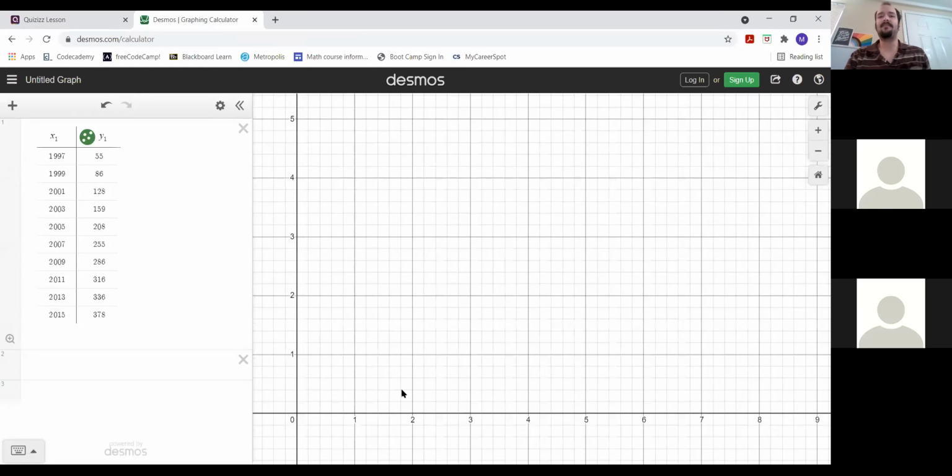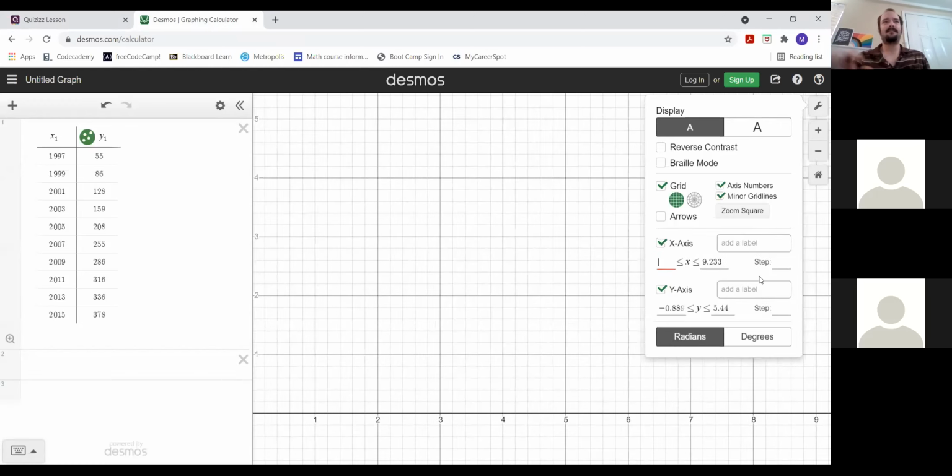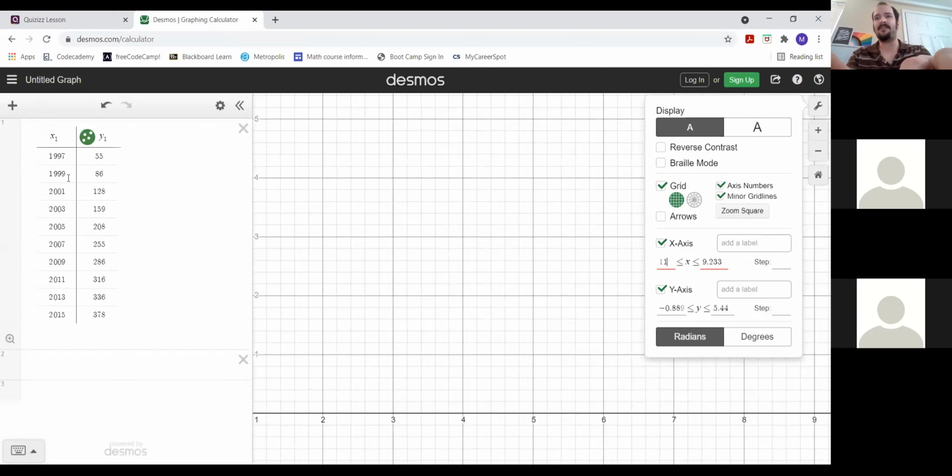It's not here. So the way that I would do it, and you can do this in your TI as well, is to adjust that window somehow. It's going to have an upper and lower bound on the X. The leftmost I want to go with my X is probably 1990. Let's go 1996, maybe one year before that.